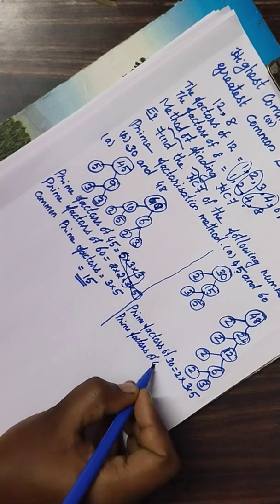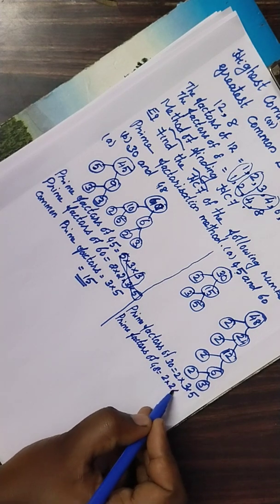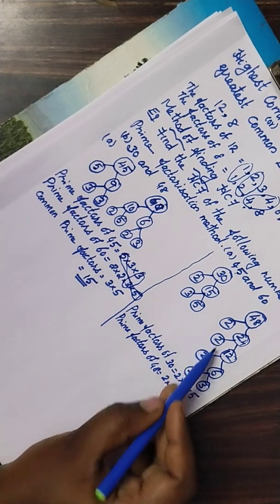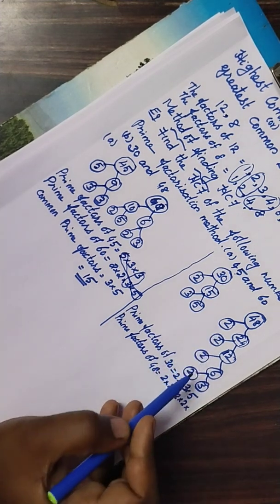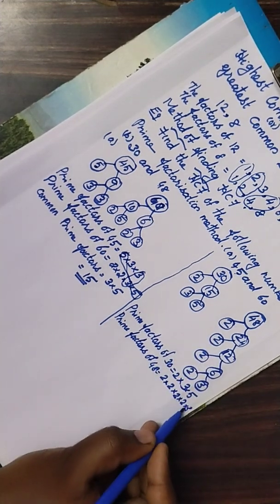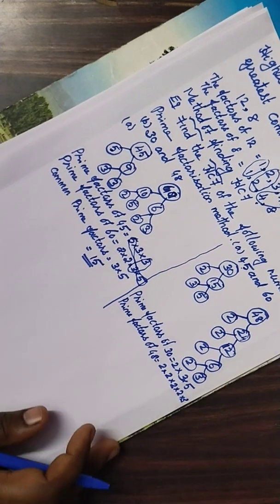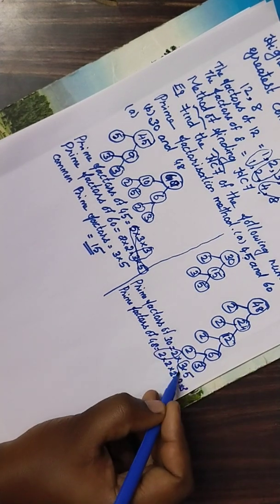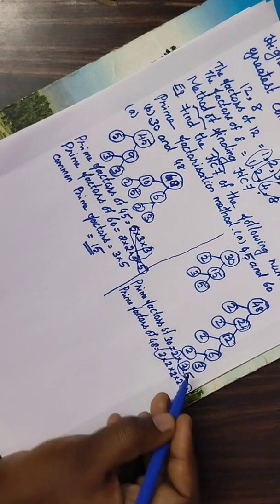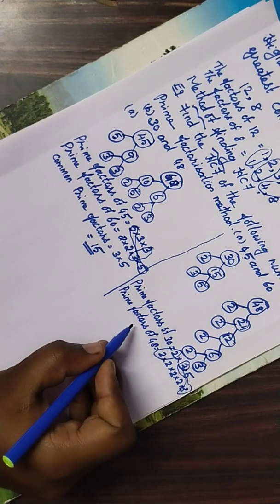Factors of 48 is equal to 2 into 2 into 2 into 2 into 3. Then find out the common factor. The common factors are 2 and 3.